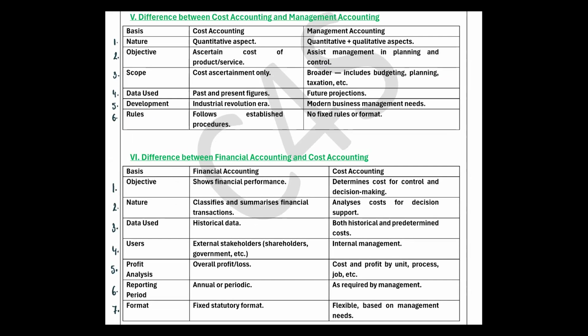So first is nature. What do you think cost accounting is? It is only talking about the costing techniques, no? So it is a quantitative aspect. It will only measure in terms of cost. So it is a quantitatively measurable thing. Quantitative means you can measure anything. But if you talk about management accounting, it is not only quantitative, it is also qualitative. Qualitative means something which can't be measured, but it is important for your decision making, right?